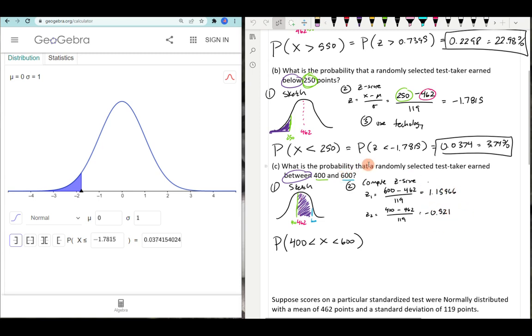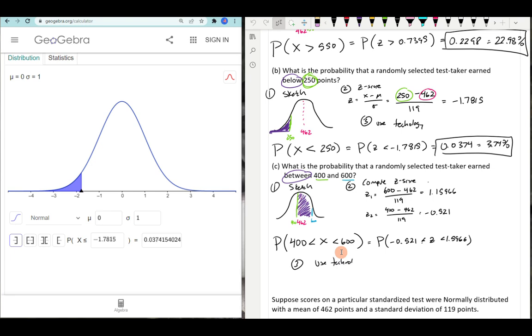The probability that a randomly selected test taker earned between 400 and 600 points is the same as finding the probability that the z-score is between negative 0.521 and 1.15966. So, to find our answer, I'm going to use technology.